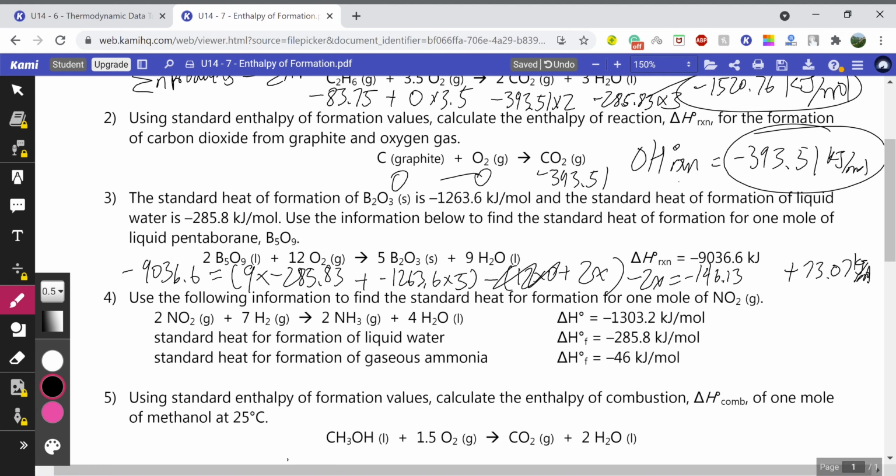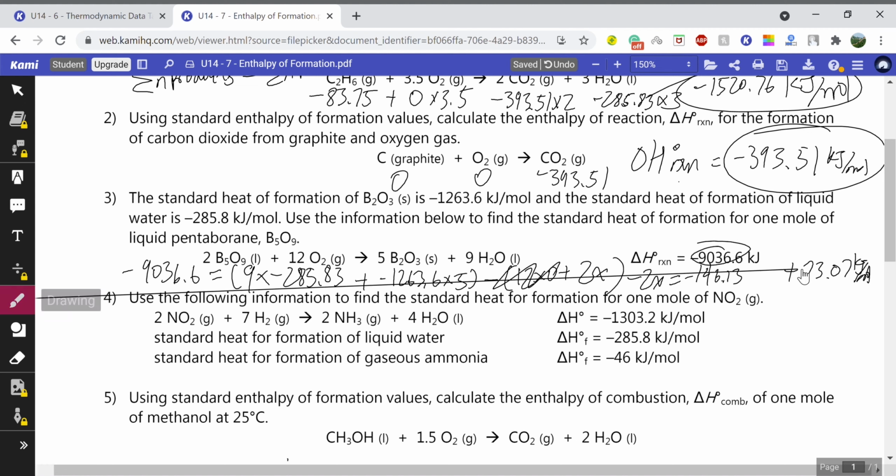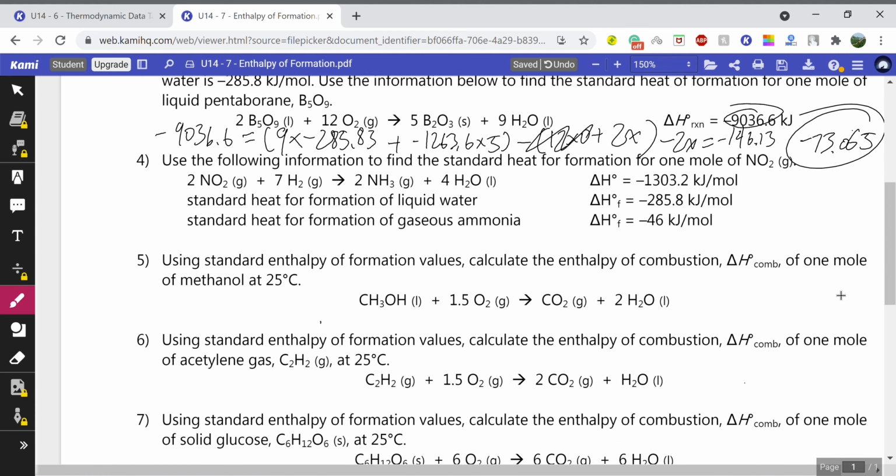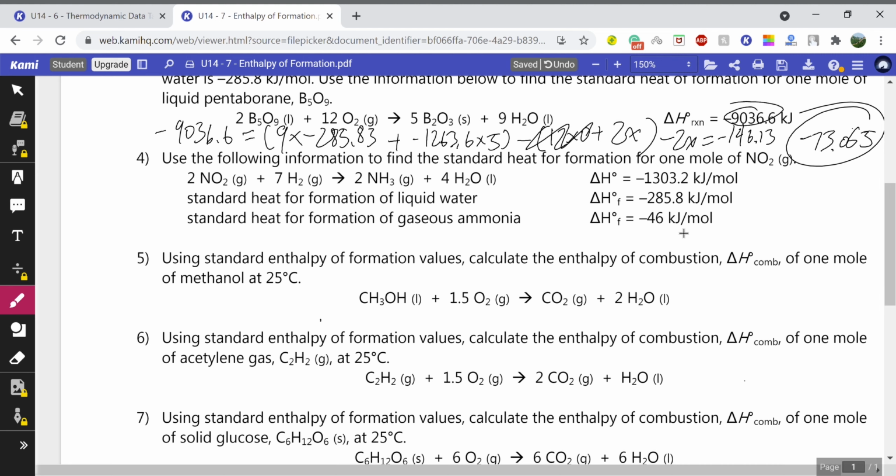Since in the reaction we're all given 5 significant figures, it's best if we round to 5 significant figures as well. So let me change this real quick into 73.065 kilojoules per mole. Number 4, using the following information, find the standard heat of formation for 1 mole of NO2.